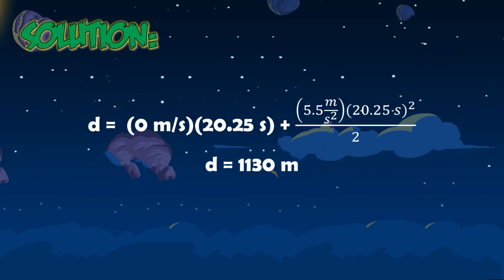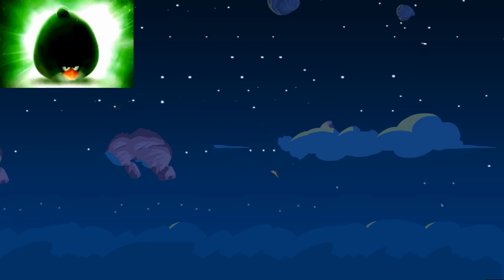Let's solve for the displacement. Substituting all the given will give us 0 meter per second times 20.25 seconds plus 5.5 meter per second squared times 20.25 seconds squared all over 2 is equal to 1130 meters. Let's proceed to free fall.